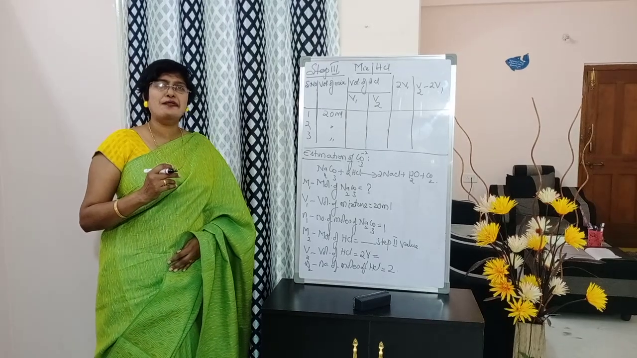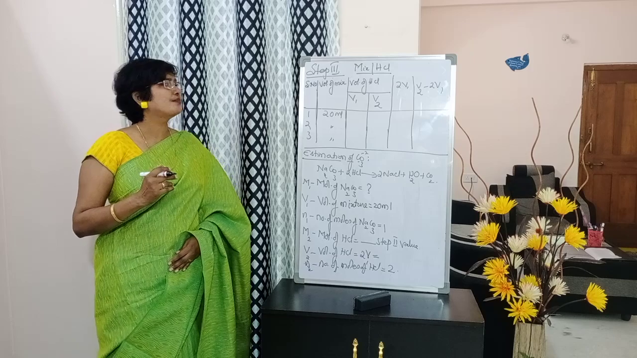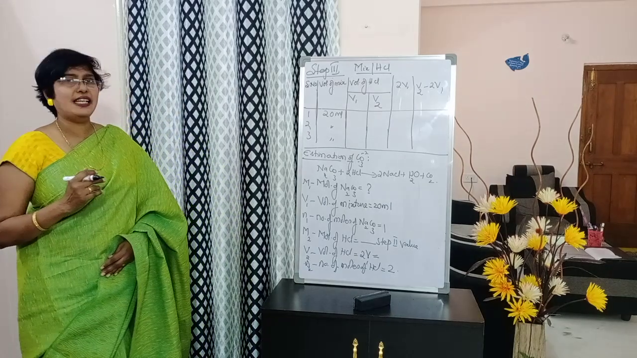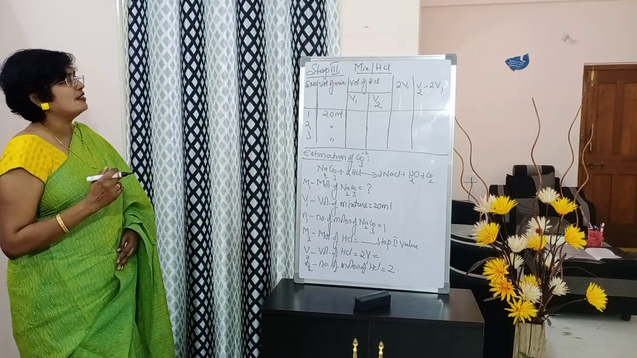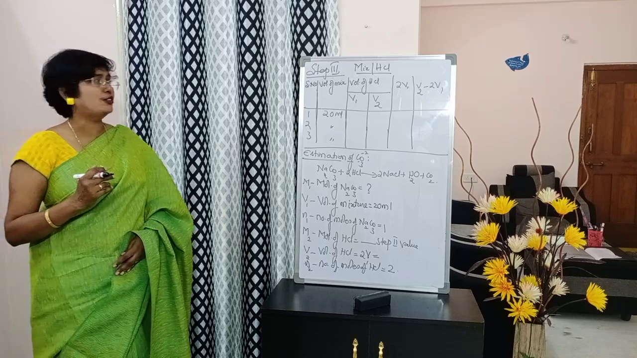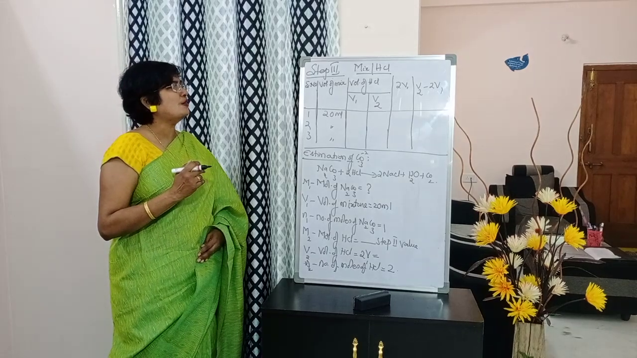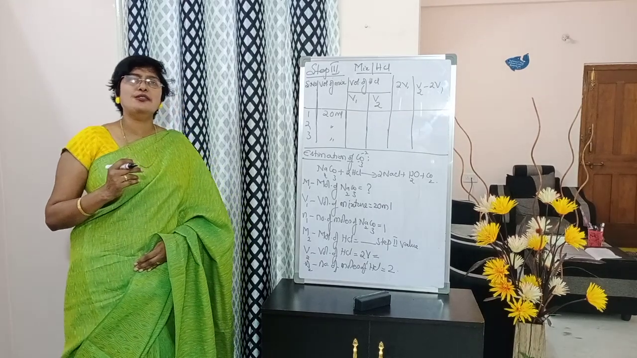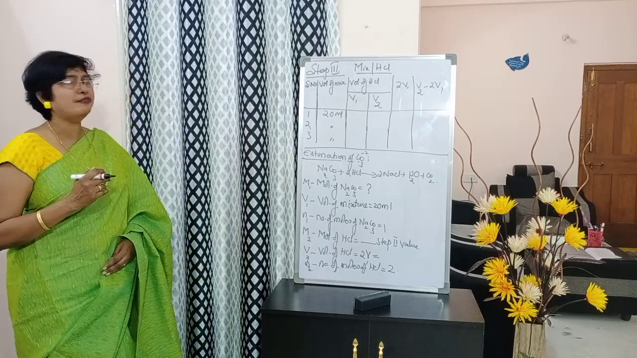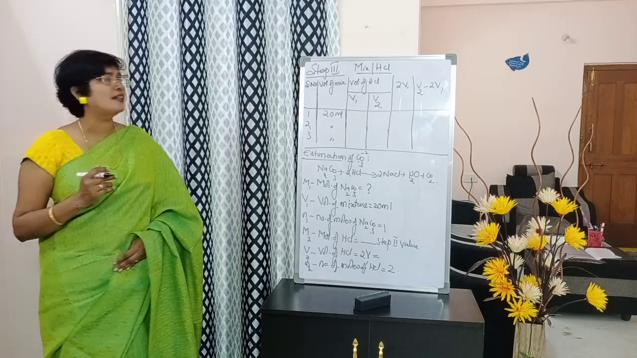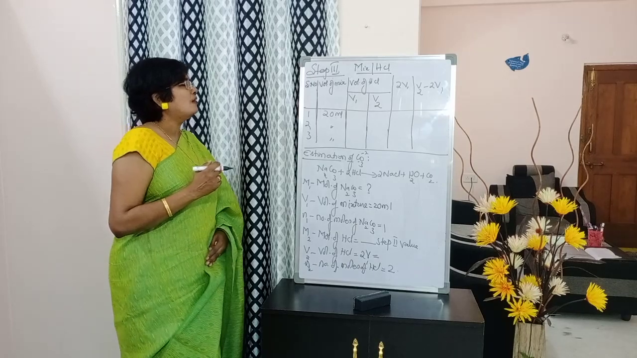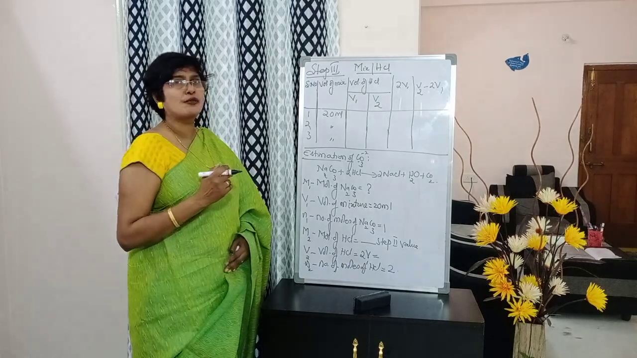Next, volume of HCl, volume of HCl. Below you can write V1 and V2. Next, 2V1. Next, V2 minus 2V1. Carefully write down, students, this third table. Serial number, volume of mixture. Next is volume of HCl.